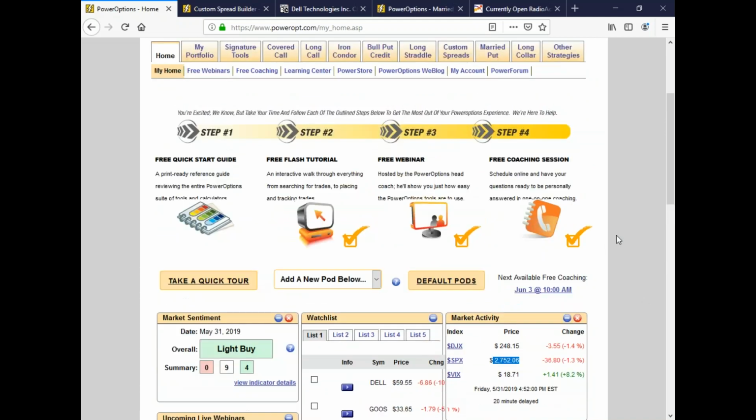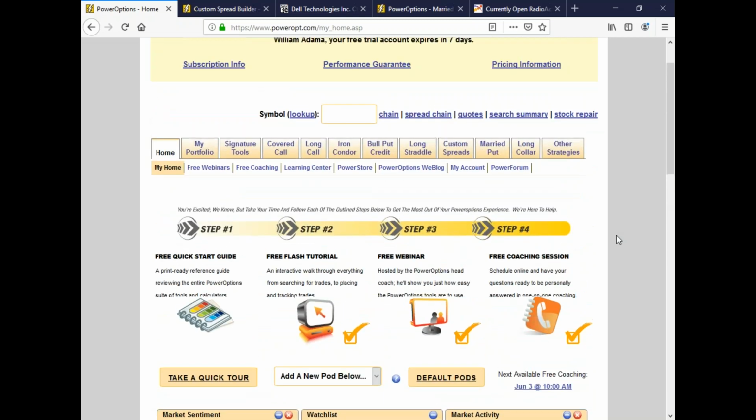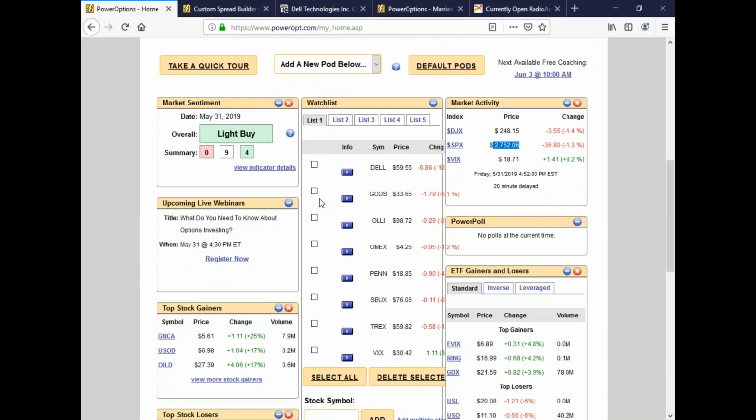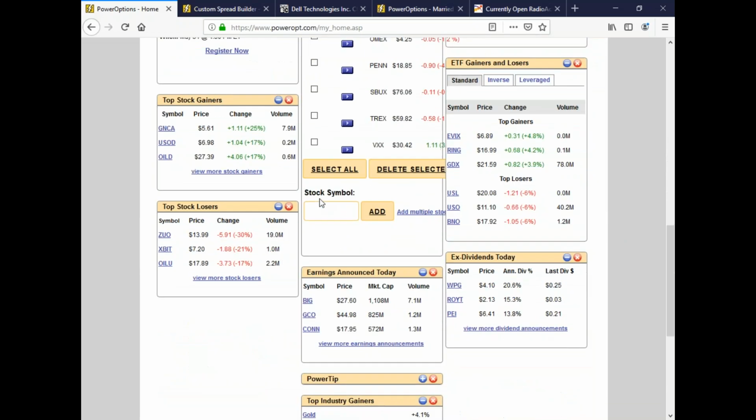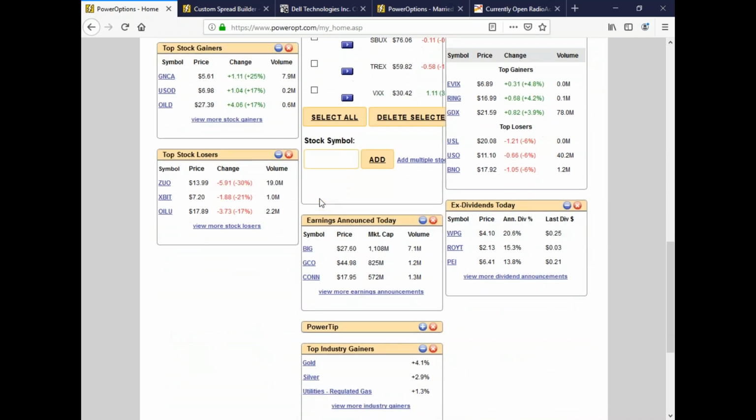I'm not going to say that it's the options. But then again, there is some speculation, or there is some occurrences where you might see a large contract opening. Look at top stock losers, ex dividends, earnings.